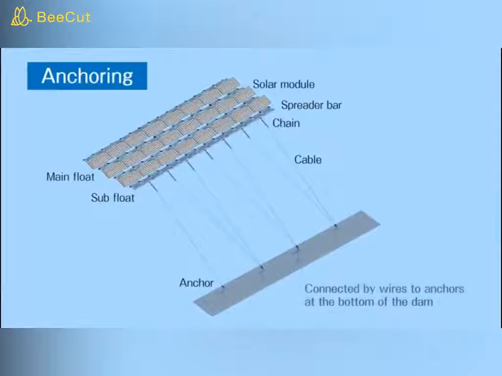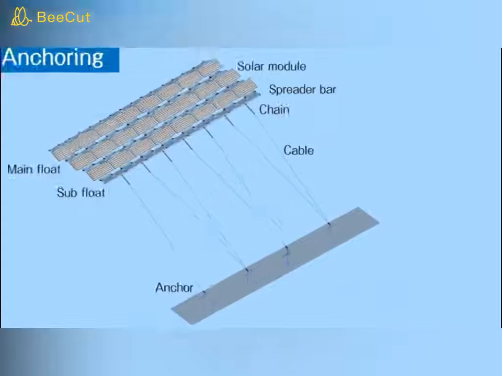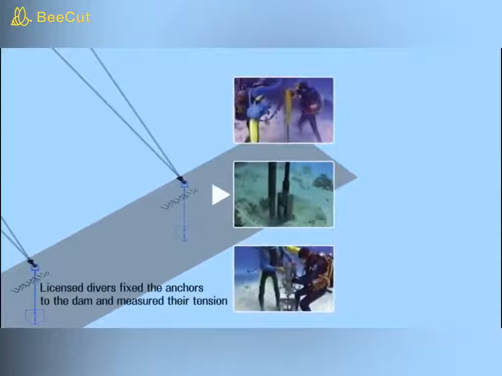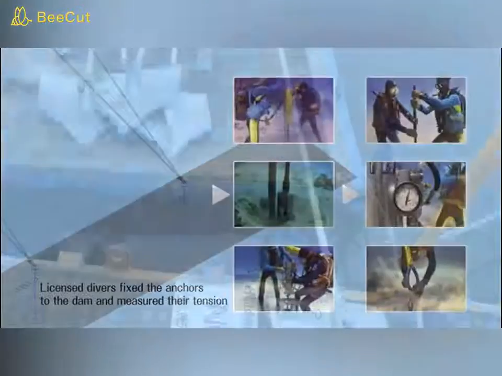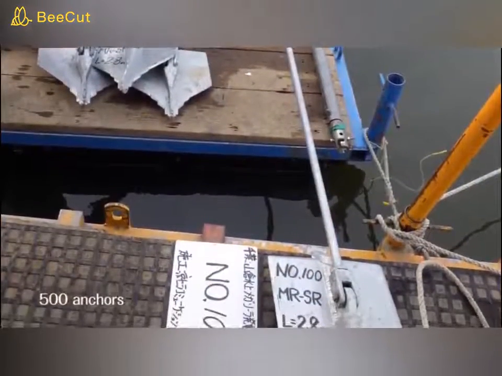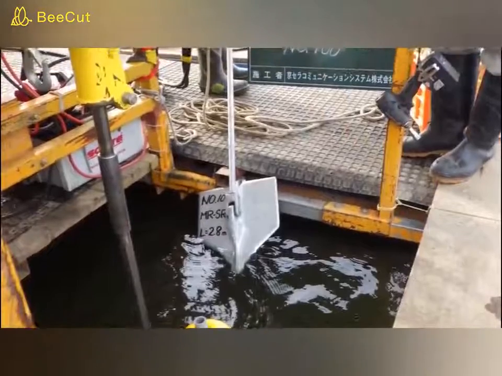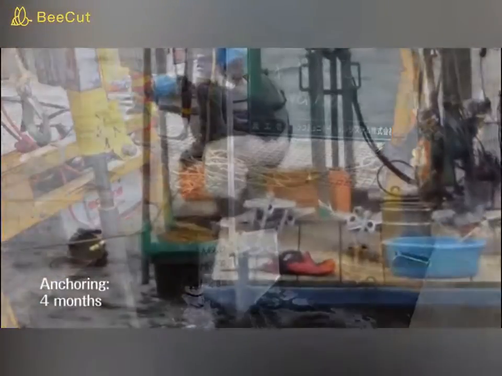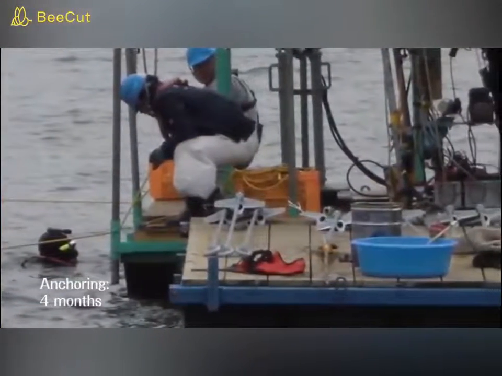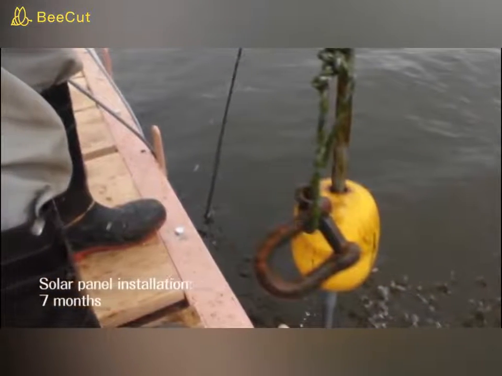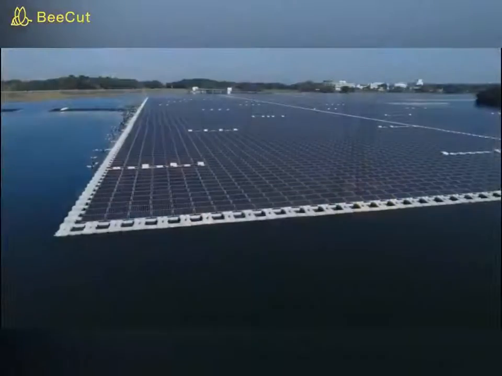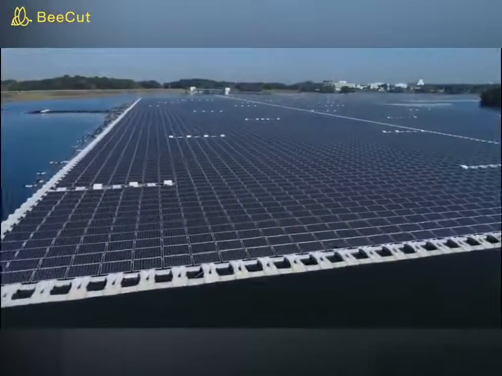The floating platforms are connected by wires to anchors at the bottom of the dam. The anchors are fixed to the dam by licensed divers who also measure their tension. Approximately 500 anchors are used at Yamacura Dam. We succeeded in shortening the construction timeline. The anchoring was completed in 4 months, and the solar panel installation in 7 months. This is how the floating solar power plant was constructed.